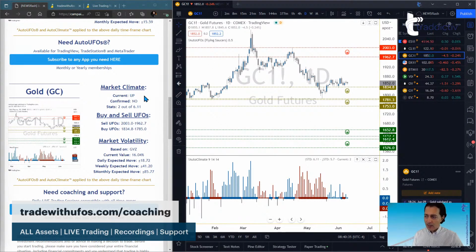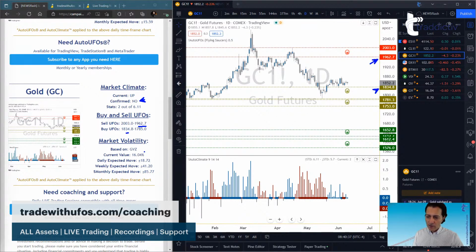At the same time, it would be wise to wait for a little bit more evidence of price movement because so far the climate is not confirmed and therefore we don't have a statistical edge. When it comes to buy orders, we are talking about 1834. When it comes to sell orders, 1967, which is that value for buy orders and the upper red value for sell orders.